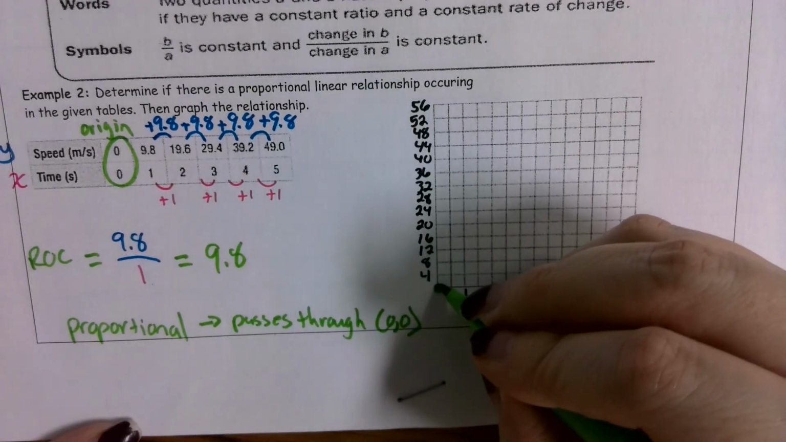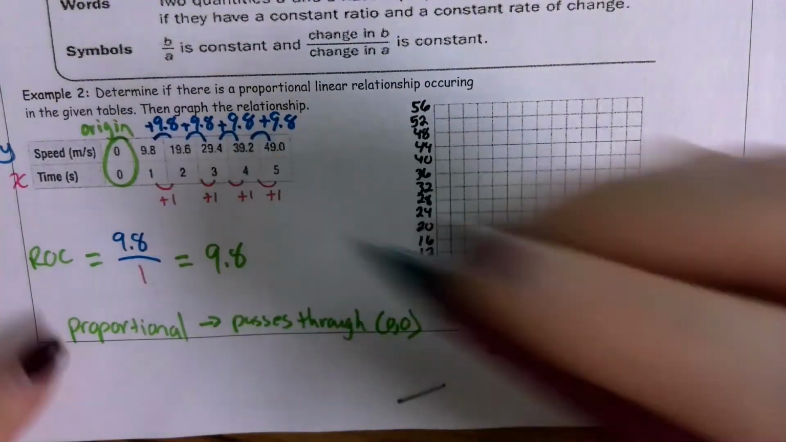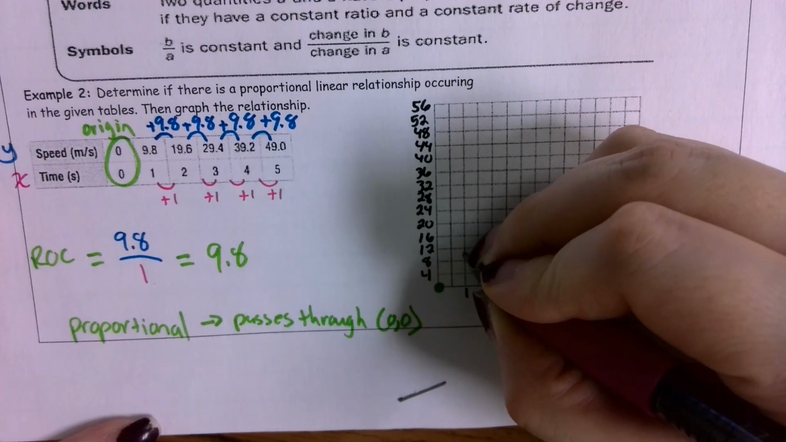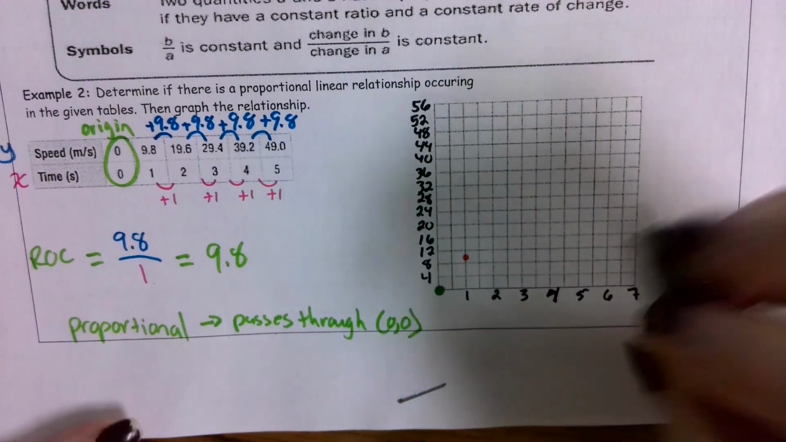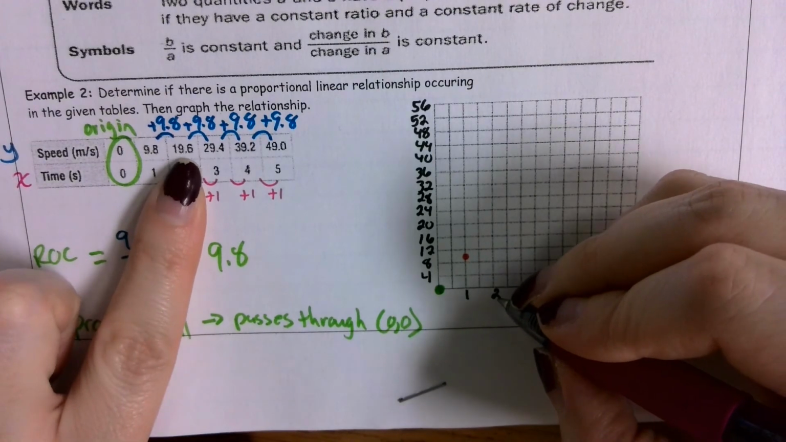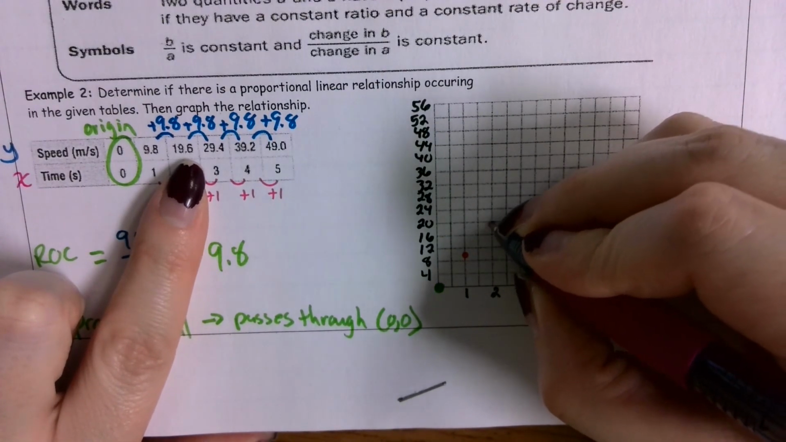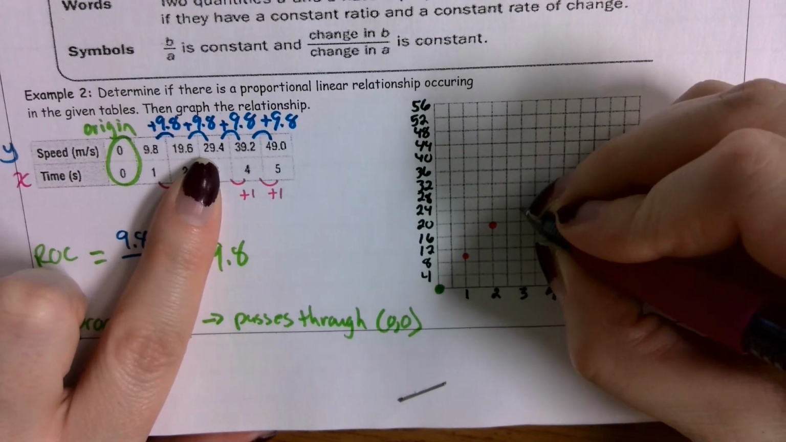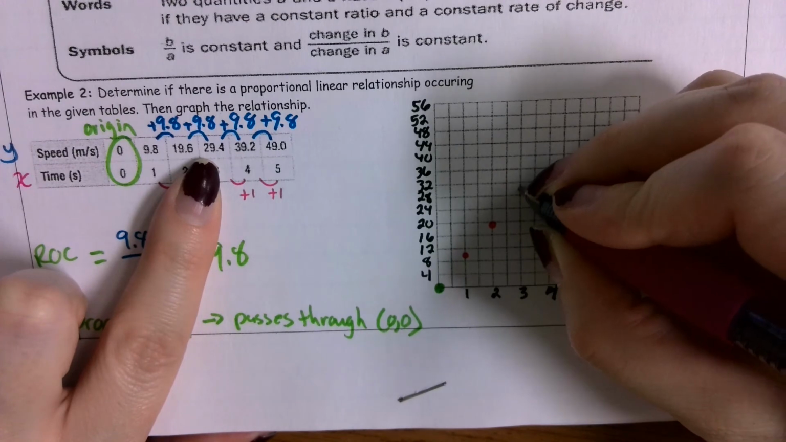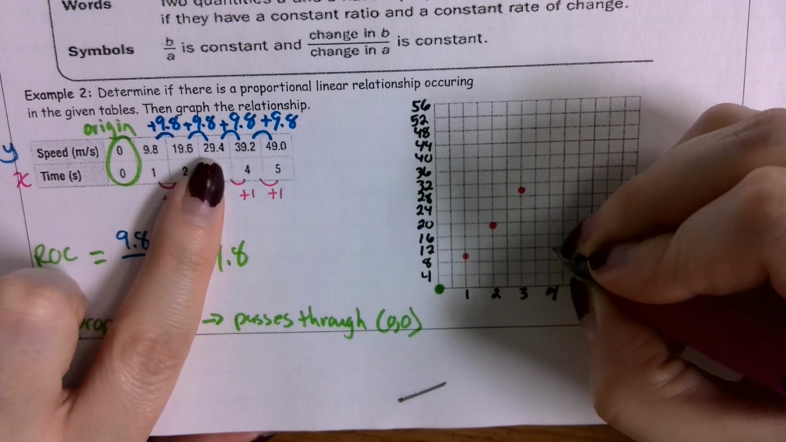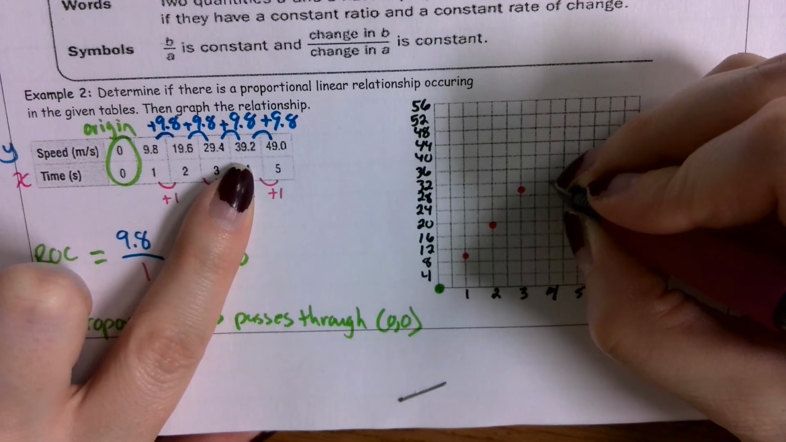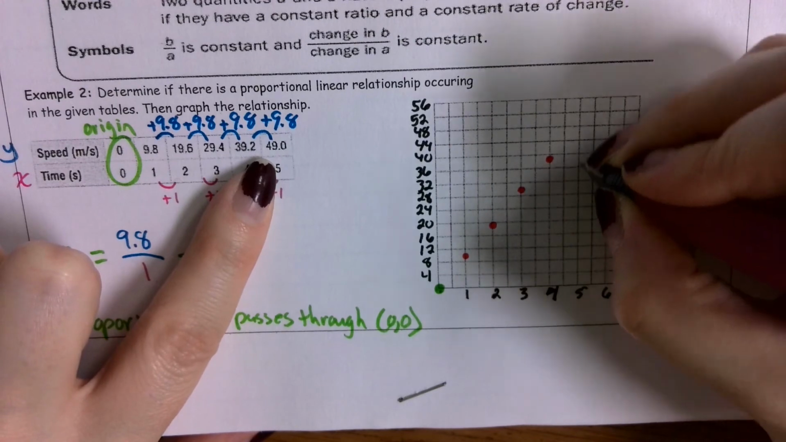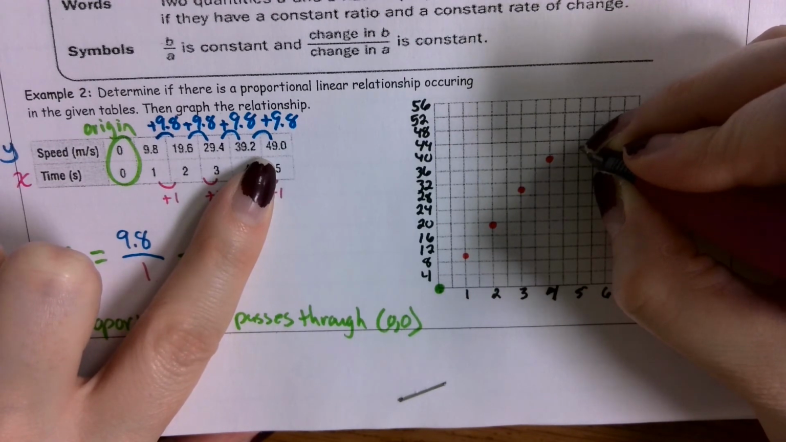I know that I started at the origin at 0, 0, that being my first point. Then we're going to 1 and 9.8, which is very close to halfway between the 8 and the 12, almost at the 10 mark. 2 is at 19.6, almost right on the 20. At 3, we're at 29.4, very close to 30, almost halfway between the 28 and the 32. At 4, we're at 39.2, very close to the 40. And at 5, we're at 49, almost halfway between the 48 and the 52.